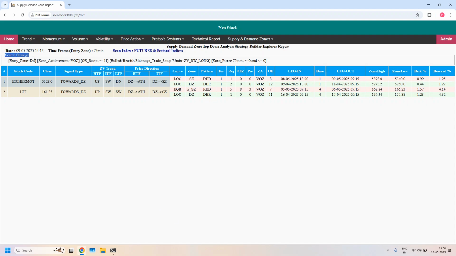Always look into the search strategy so that we understand how we are filtering the stocks. Any mistakes that you can find in the search strategy.